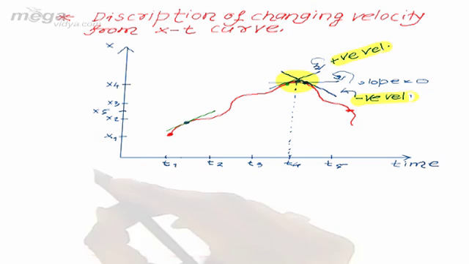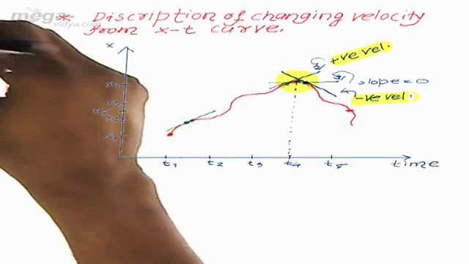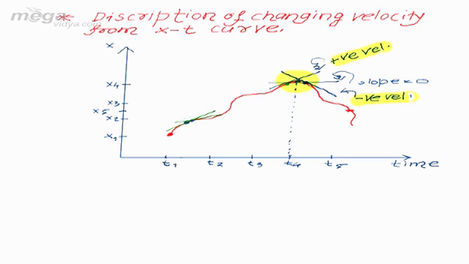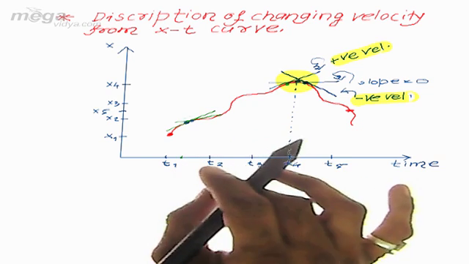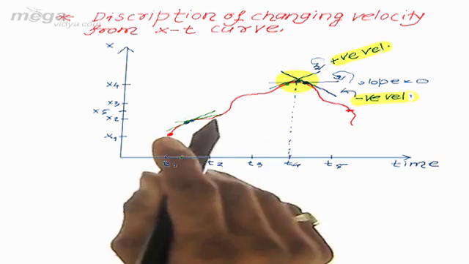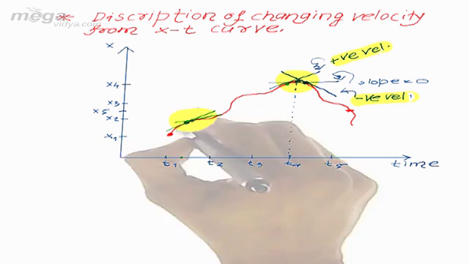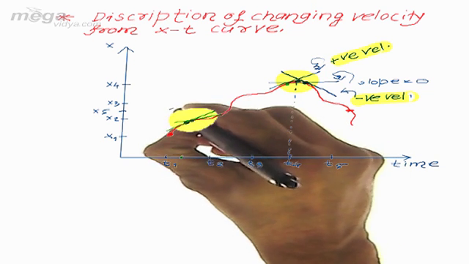If we take another point just nearby and again draw a tangent, then you can say that the slope of the tangent decreases as we move further from time t to t plus delta t. So here velocity is decreasing. Velocity is decreasing means the acceleration is negative. So here we observe a negative acceleration.